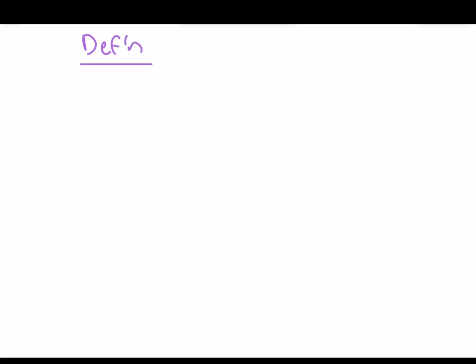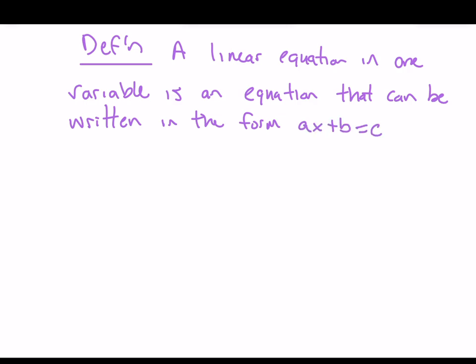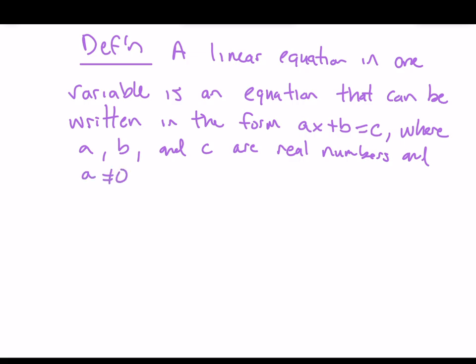Definition. A linear equation in one variable is an equation that can be written in the form ax plus b equals c, where a, b, and c are real numbers and a is not equal to 0. That's a linear equation in one variable.